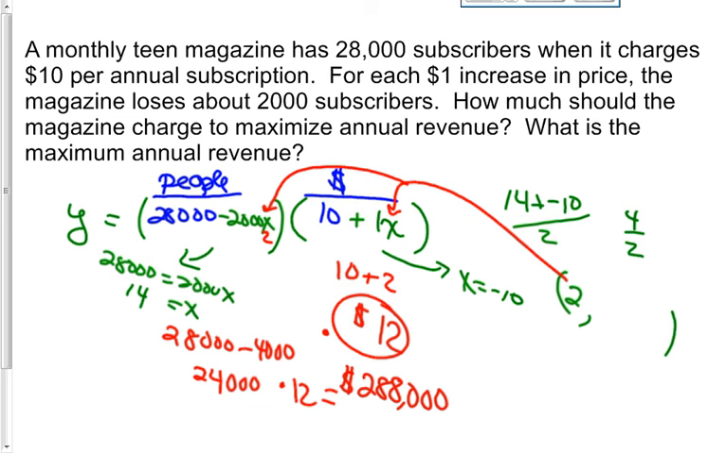So again, make sure you're answering the question carefully. How much should the magazine charge? It's not $2. 2 is the means that you use to get to your new price. So put your 2 back into your equation, 10 plus 2. We will charge $12 as a new price. And that gives us our maximum revenue of $288,000.